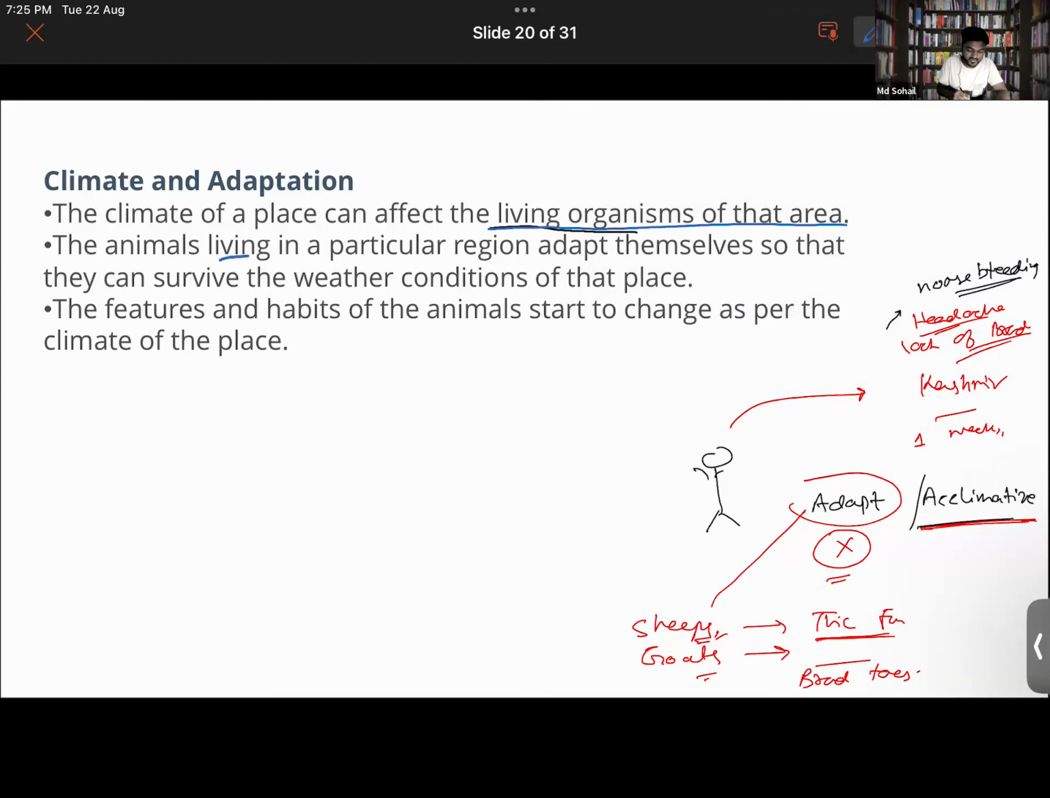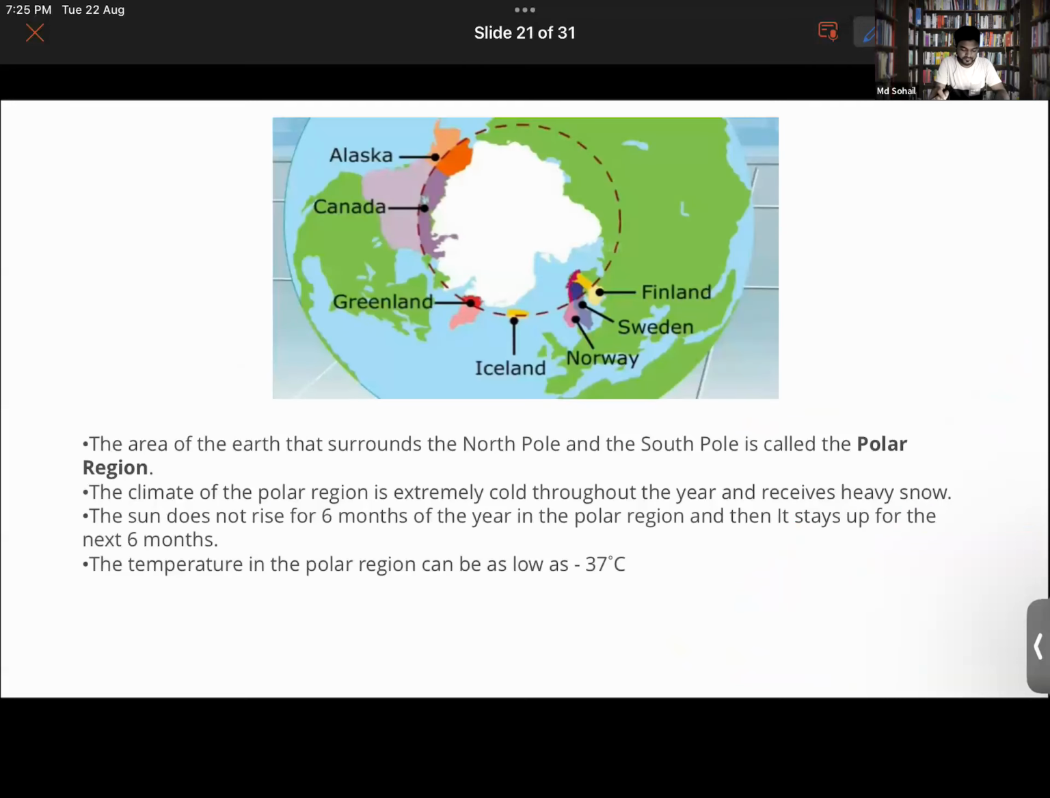So the animals living in a particular region adapt themselves so that they can survive the weather conditions of that place. They have certain features and habits that over several thousand years have changed as per the climate, and they have evolved in such a manner that they can withstand the changing climate in that region. Getting it?